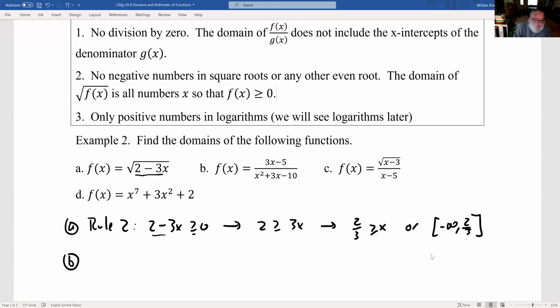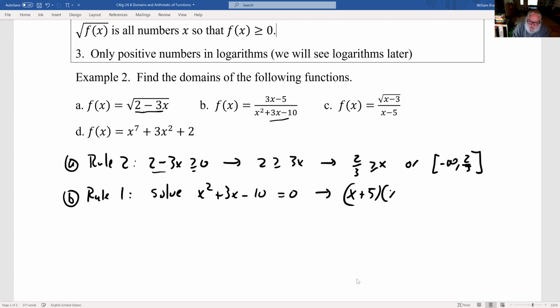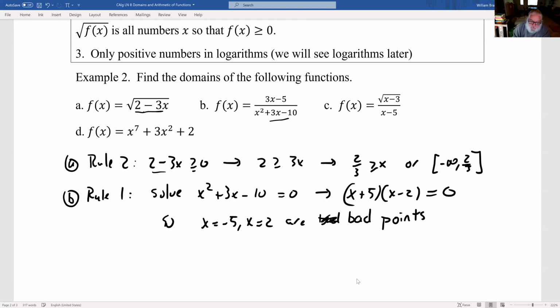B, that's rule 1. If I've got a fraction, I can't include the places where the bottom equals 0 because I'm not allowed to divide by 0. So this is rule 1. So we need to set the bottom of the fraction equal to 0 and then solve for that. I can factor this. This becomes x plus 5 times x minus 2 equals 0. So x equals minus 5, x equals 2 are, oh, that didn't write very well, bad points. Right, because these are the numbers that if you stick them into the denominator, you get division by 0.